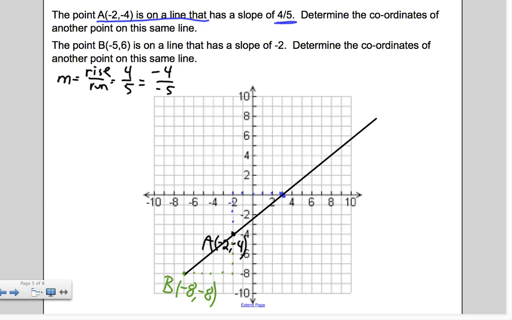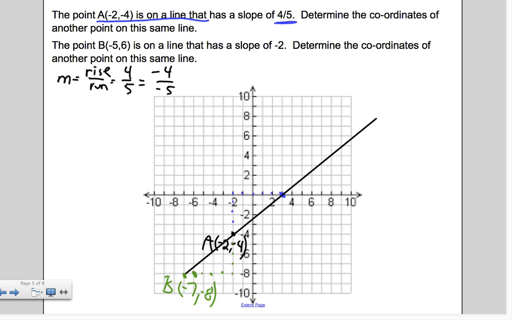No, it's not -8. I did something wrong. Did it go over too much? 1, 2, 3, 4. Oh, I missed it. Where's the bad? I went down for 1, 2, 3, 4, 5. I missed it. 1, 2, 3. That's -7. So -7, -8. So that's one valid answer.